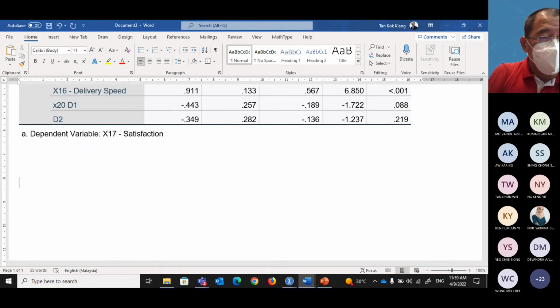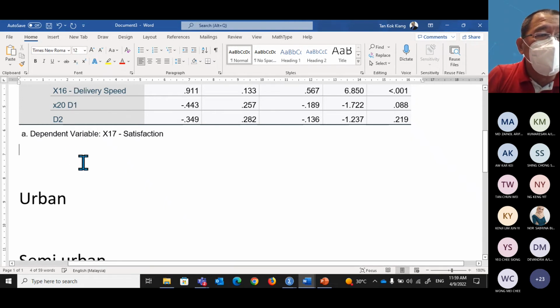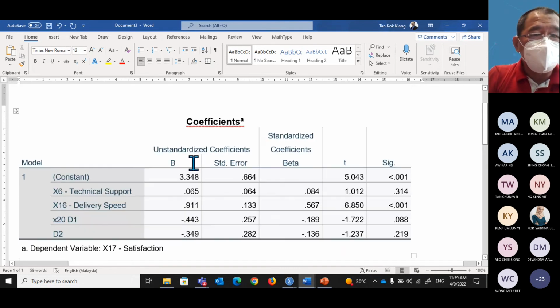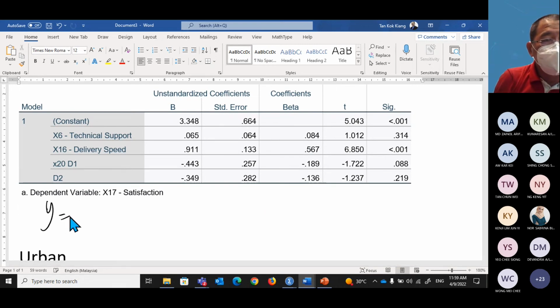Okay, so we've got three areas: urban, semi-urban, and rural. Now we should get three equations. At the beginning, we first write out the general equation, Y equals, using this one.